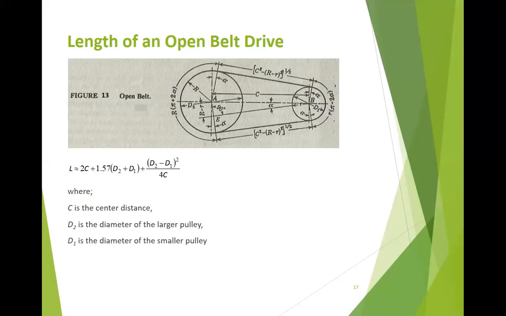For the length of the open belt drive, this is the figure, which gives the exact equation. What we will use is the approximation, where the length is approximately 2C plus 1.57 times D2 plus D1 plus D2 minus D1 squared over 4C. Take note, the 1.57 is pi over 2. So you can use pi over 2.